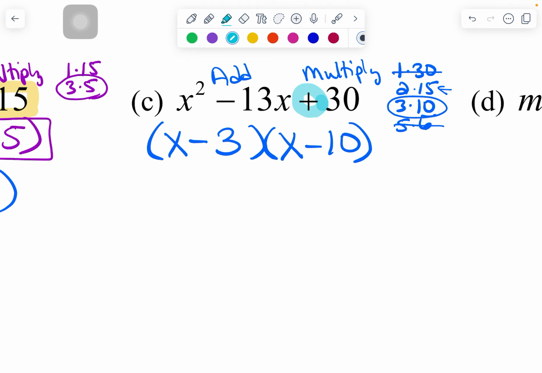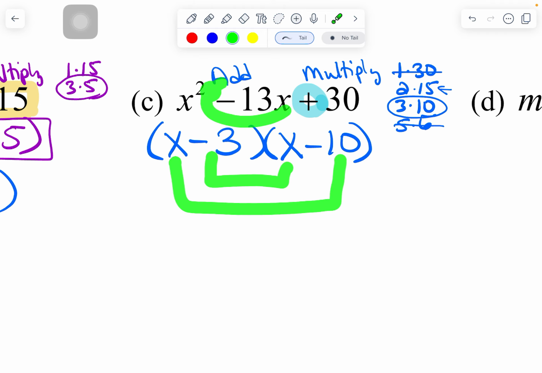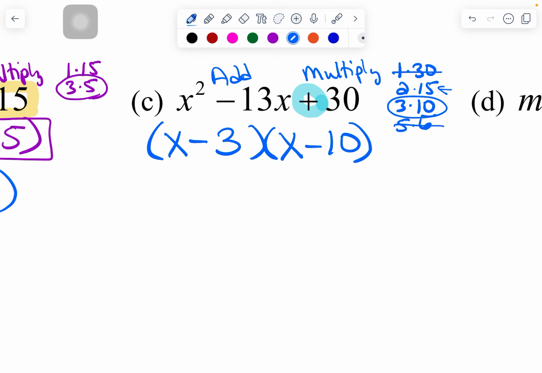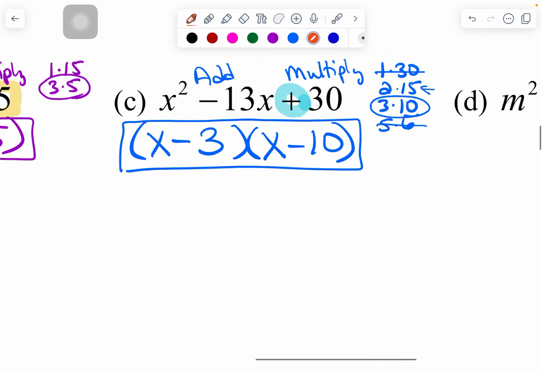So having done all the work I did, I'm still going to double check it. So x times x is x squared. Good. Negative 3 times negative 10 is absolutely positive 30. Negative 3x, negative 10x gets me the negative 13x. I have done the correct factors. All right, moving right along.